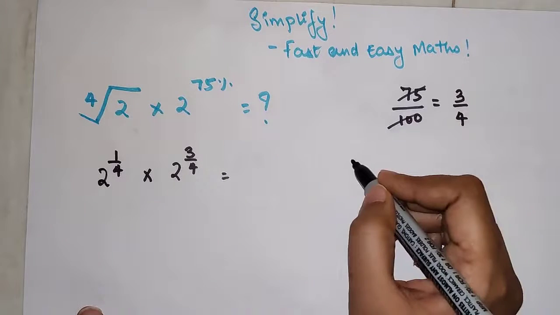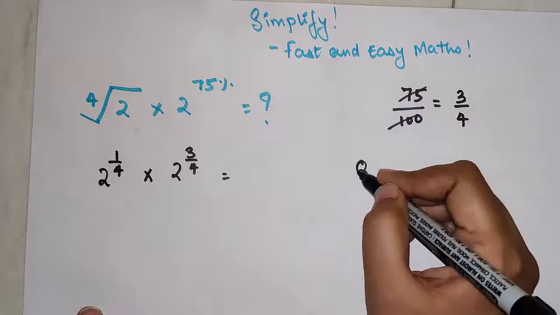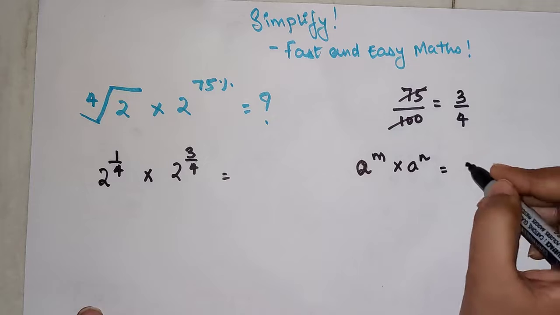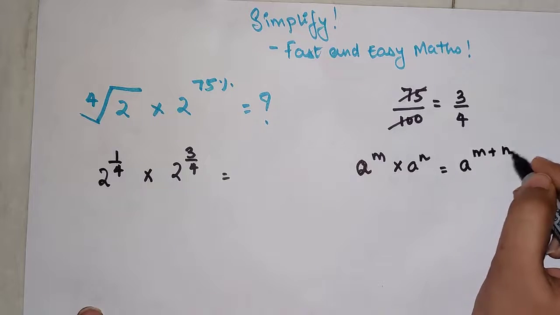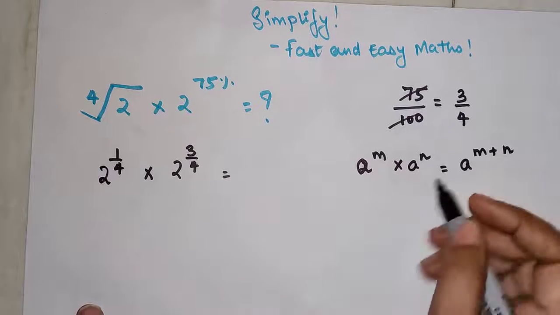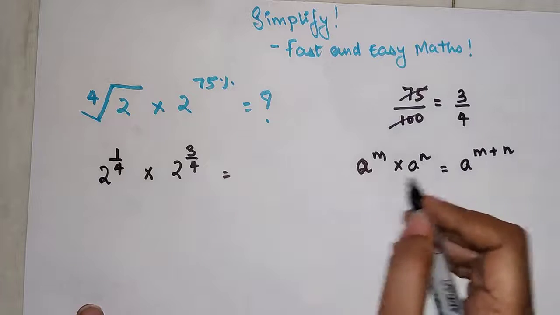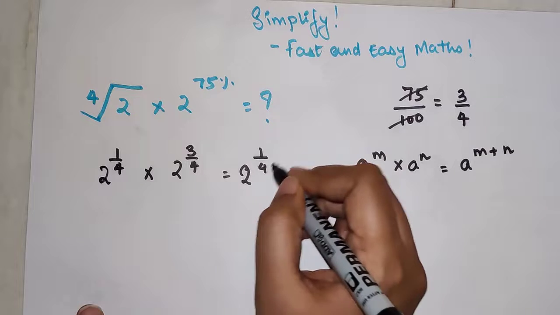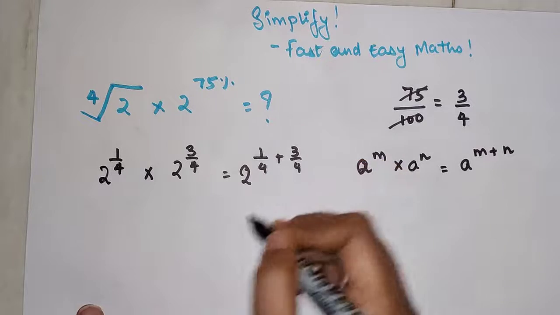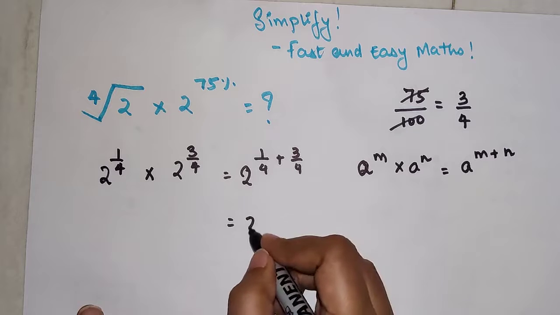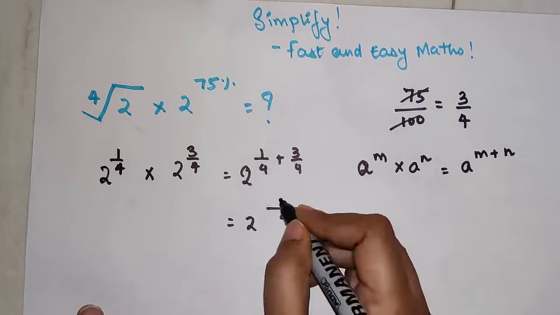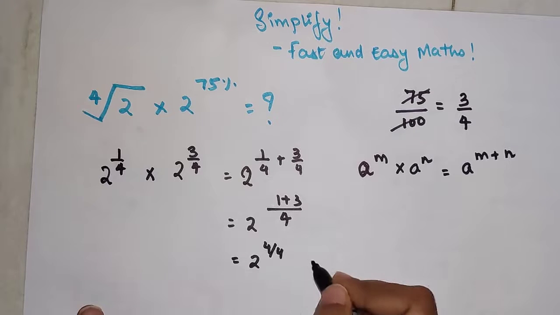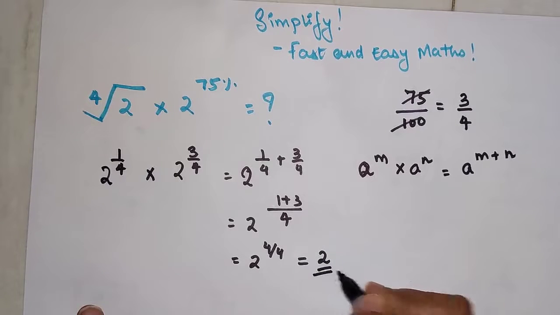Okay, so now please understand, a raised to m into a raised to n. The law of indices is what? A raised to, we just have to add the index when the bases are same and they are getting multiplied. So here also I can do that, 2 raised to 1 upon 4 plus 3 upon 4. So now understand, the denominators in the index are same, so I can just add 1 plus 3. So the answer is 2 raised to 4 upon 4. The final answer to this one is 2.